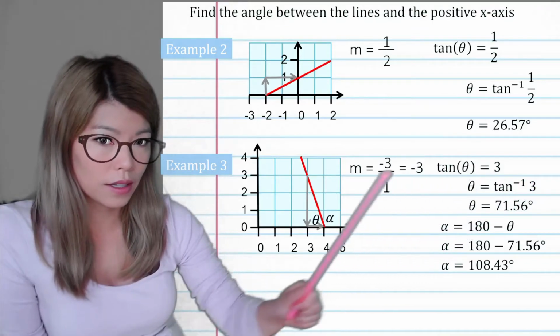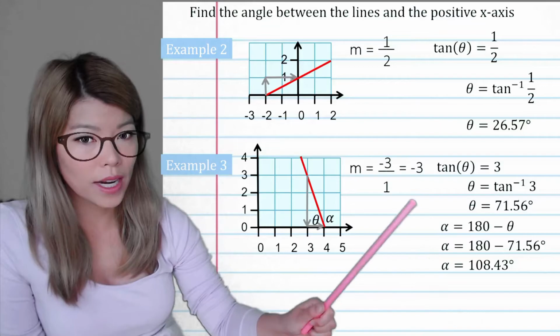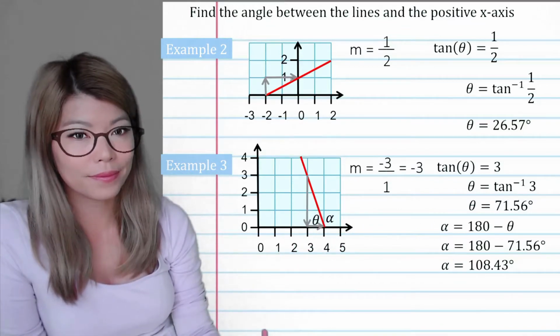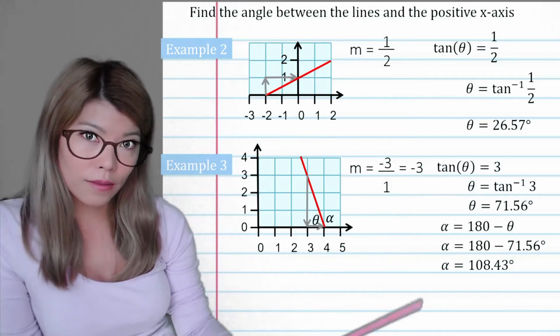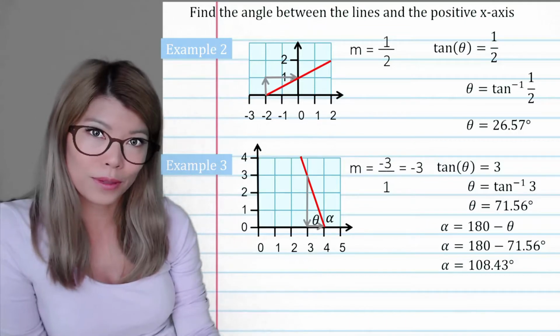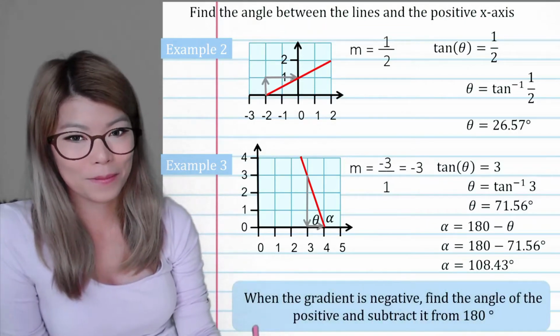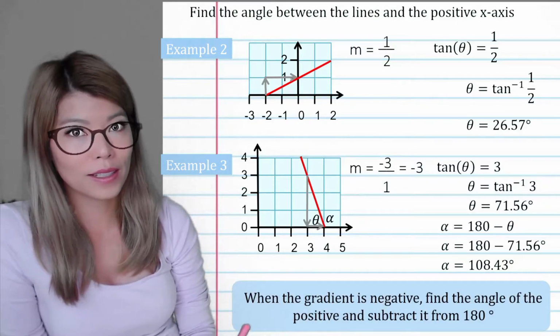So just to recap, whenever you see a negative gradient, you must take the tan inverse of the positive of the gradient, but then whatever value you have, you subtract it from 180 to find that angle over there. You might want to write a couple notes here. So pause the video, write that full bit of explanation in your own words, and then unpause when you're ready. So when the gradient is negative, find the angle of the positive and subtract it from 180.